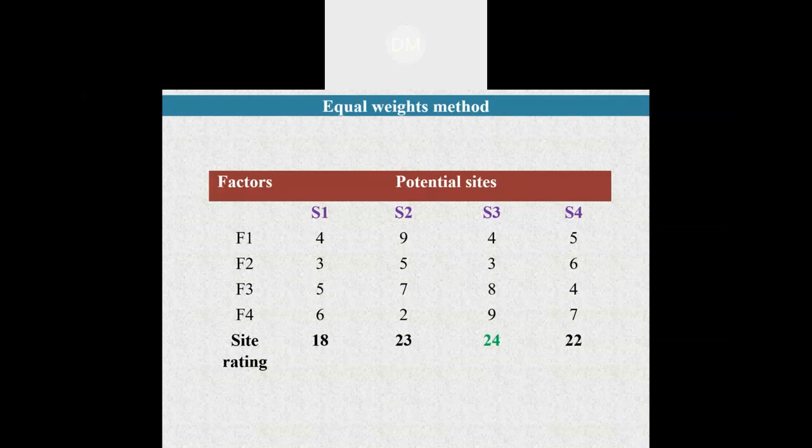Factors means availability of raw materials, infrastructure, manpower, any other factors, and you give marks out of 10. For example, F1 is the raw material, and in site 2 raw material is easily available, so give it 9 points. So on the basis of factors and sites, calculate the points. Okay, this is the equal weight method.